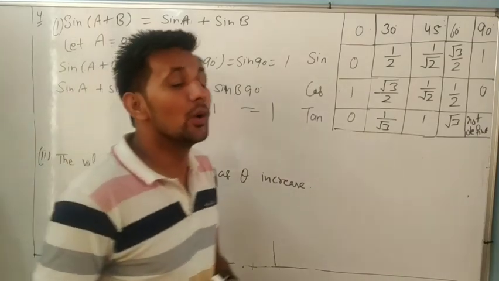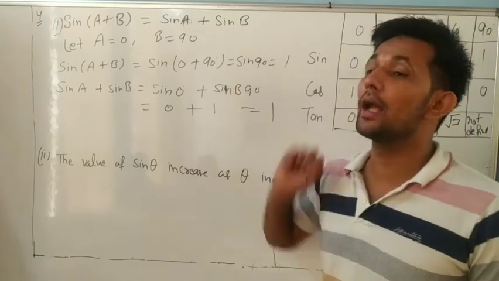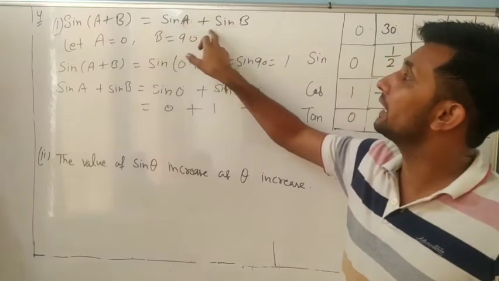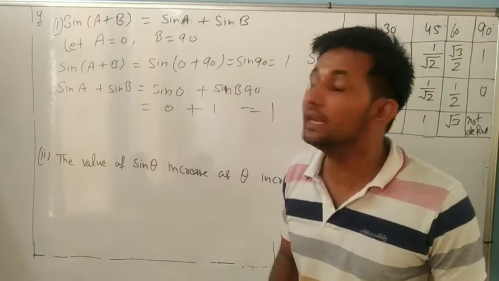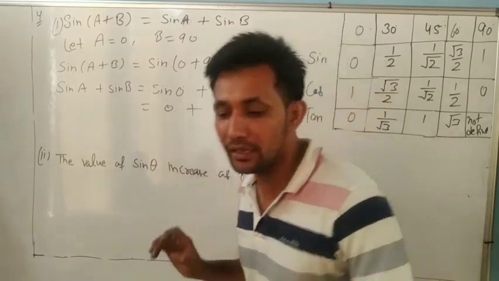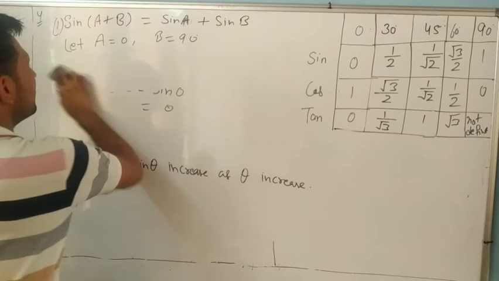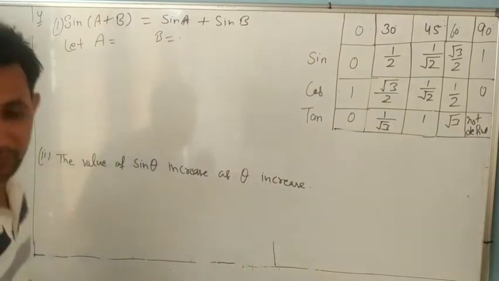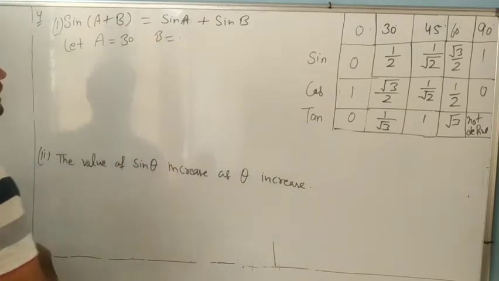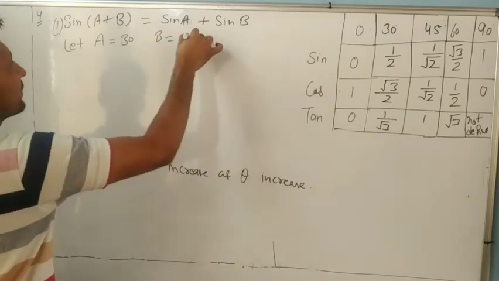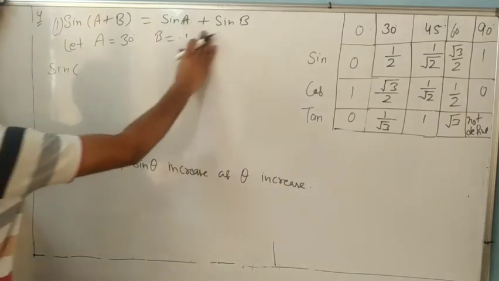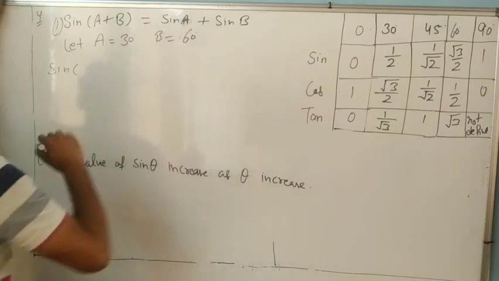No dear, we cannot check for only one angle. Because sin(A plus B) equal to sin A plus sin B, both are equal, it means for any angle. So what will we do now? Look, in place of A and B you can take different angles. Look here, A is 30, and B you can take 45. So what will we take? One is 30, one is 60. You can take. Look.